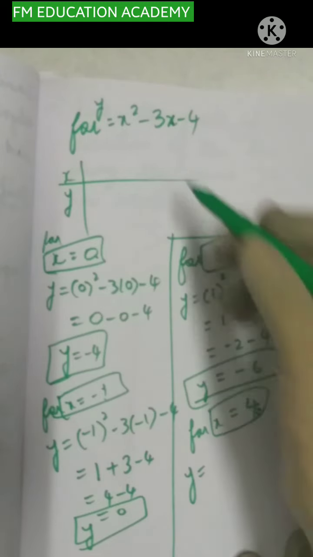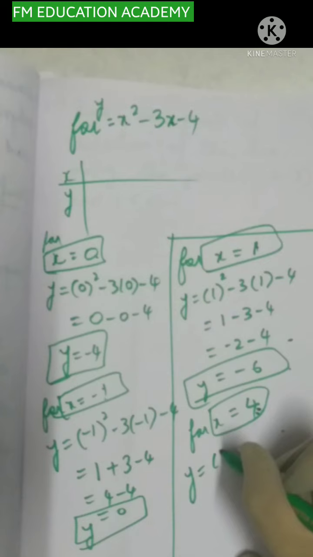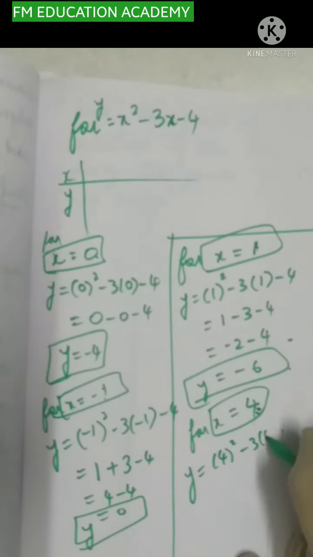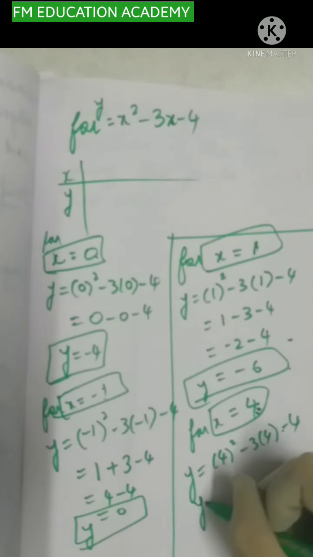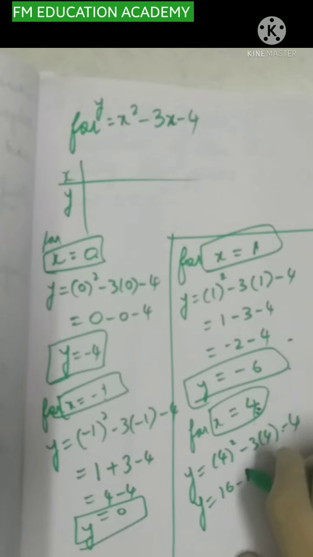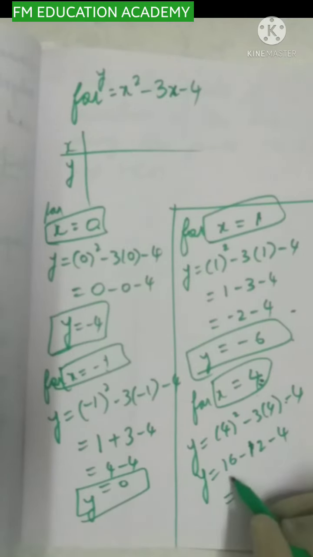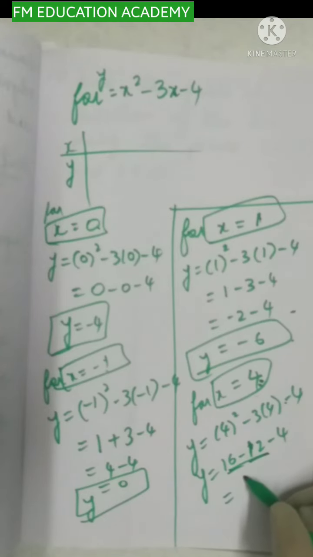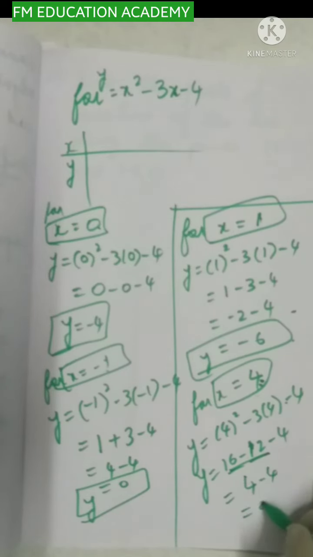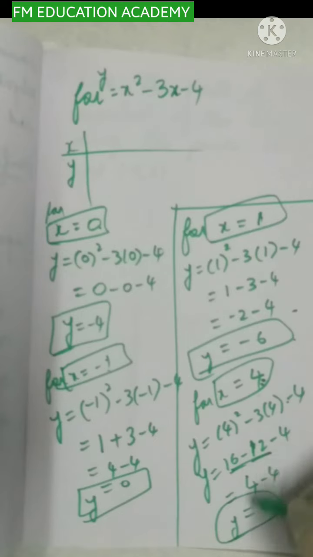So for x is equal to 4, substitute in place of x 4: 4 square minus 3 into 4 minus 4. We get y is equal to 4 4s are 16, minus 3 4s are 12, minus 4. So we get 16 minus 12 is 4, minus 4, that is 0. So we get when x is 4, y is 0.